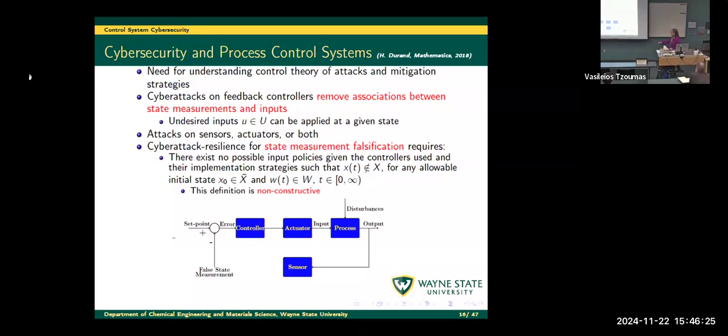And so this would be an example of what the block diagram from earlier might look like if we were to have false state measurements. So now the sensor to the controller link is, for whatever reason, not correct. And so if we wanted to have state measurement falsification and say, what would it mean to have cyber attack resilience? We could try to make mathematical definitions of that, like, oh, you wouldn't have any unsafe states at any time, no matter what disturbances you have, and things like that. But that's not very constructive for figuring out how would we do this.